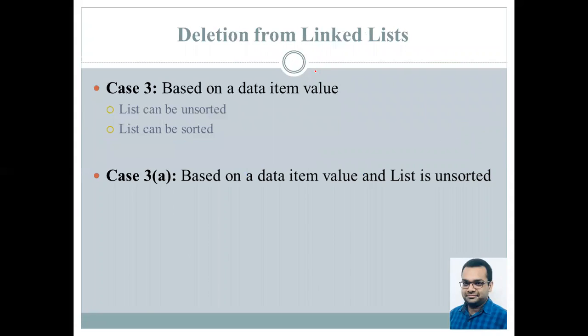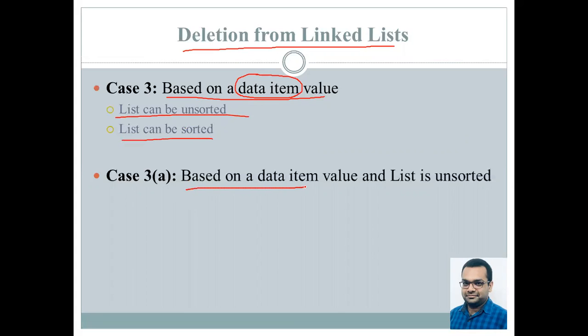So let's begin. This is case number 3, where the deletion needs to be performed from the linked list. And this deletion is based on a data item value. We are given the value of a data item provided by a user, and we have to search through the linked list and delete that data item, or rather delete the particular node on which the data item value exists. Now the list can be unsorted or sorted. So let's see case number 3a, where the deletion needs to be performed and the list is unsorted.